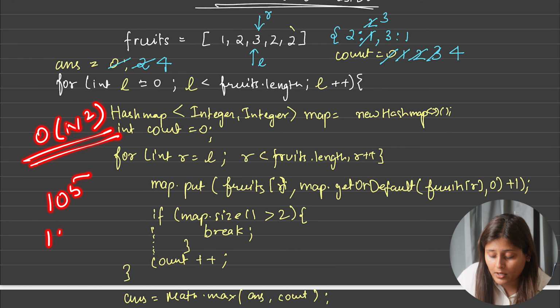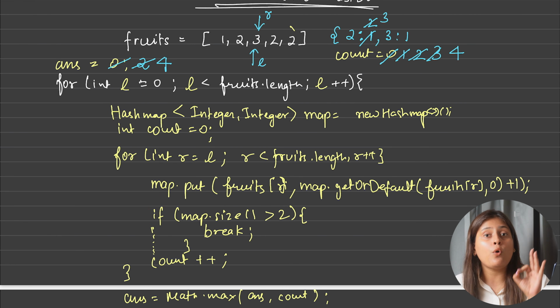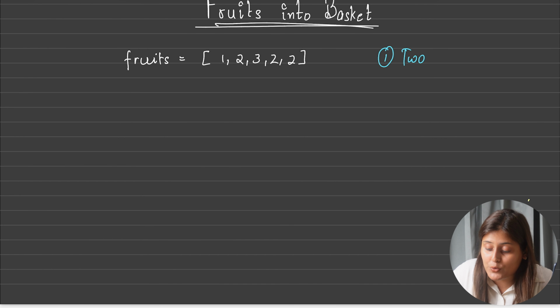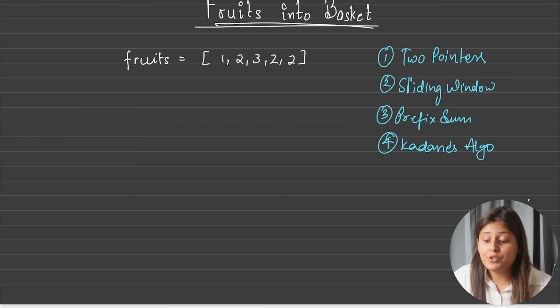So n square will become 10 power 10, which is greater than 10 power 8, and hence that is not a valid case. So hence we need to optimize here. And whenever we talk about optimization, there are 4 different patterns which we have discussed so far: 2 pointers, sliding window, prefix sum, and Kadane's algorithm, which we have discussed in the very first lecture of the playlist.